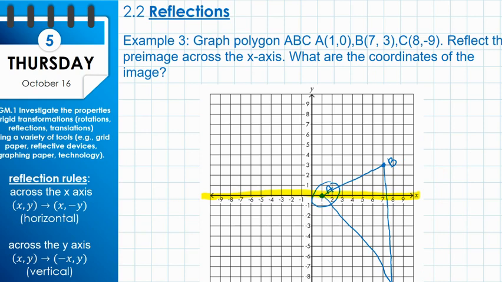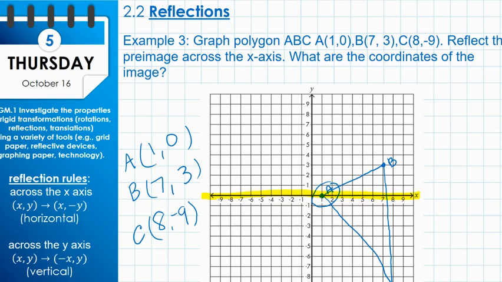So by applying the rule, we have A, B, C with coordinate points. So we have 1, 0, 7, 3, and 8, negative 9. When we reflect it across the x-axis, a reflection across the x-axis says same x value, opposite y. So A prime, B prime, C prime.